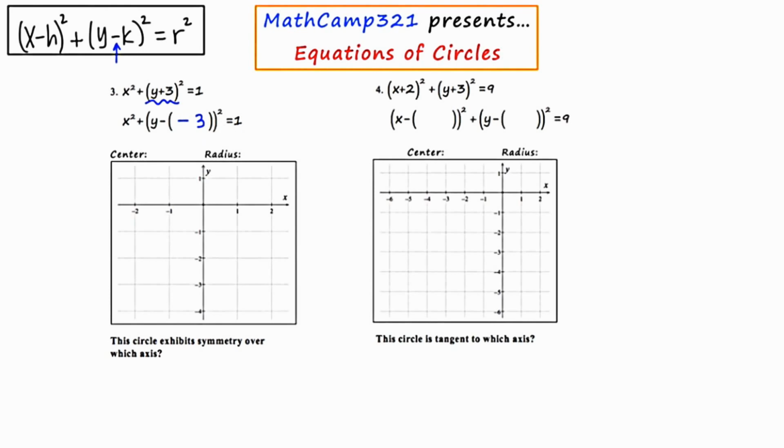Now when we do this, we get our final number, which represents the radius squared. This is the y coordinate of the center. And then we saw this in the first problem. When there's just an x squared or a y squared, that means the same as x minus 0 squared. So the x coordinate of the center is going to be 0. So our center is going to be 0, negative 3.